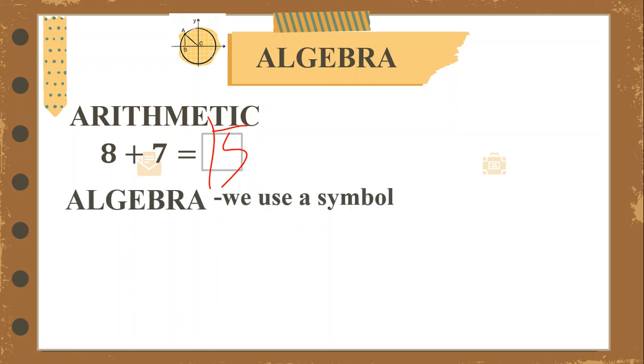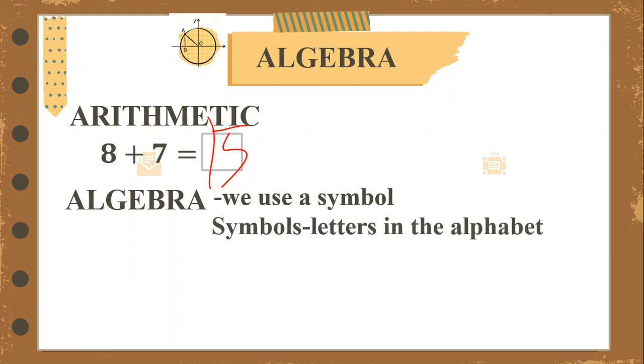Next, algebra. In algebra, however, we use symbols. Symbols are the letters in the alphabet. So example, 8 plus 7 is equal to x. 15 is equal to x. And x is equal to 15.